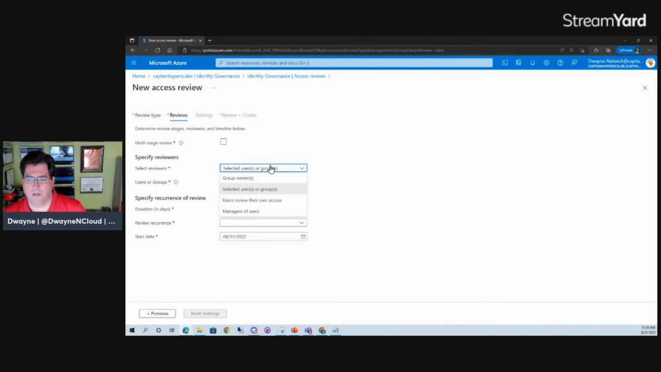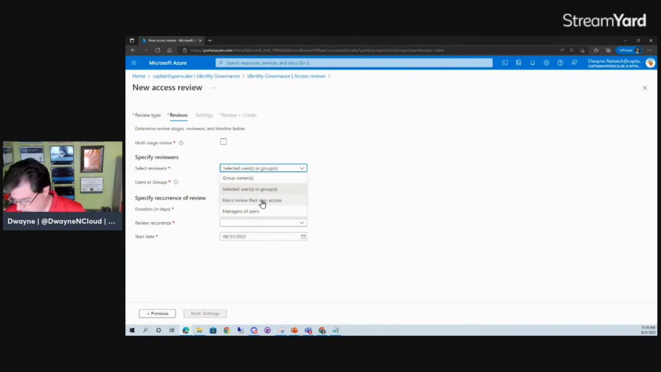Note in here that there is a setting for users to review their own access. This is not recommended when it's guest users. If it is users on your tenant, then especially with this group being admin accounts, maybe we are going to allow them to be self-reviewers, but we should never let a guest user be a self-reviewer.